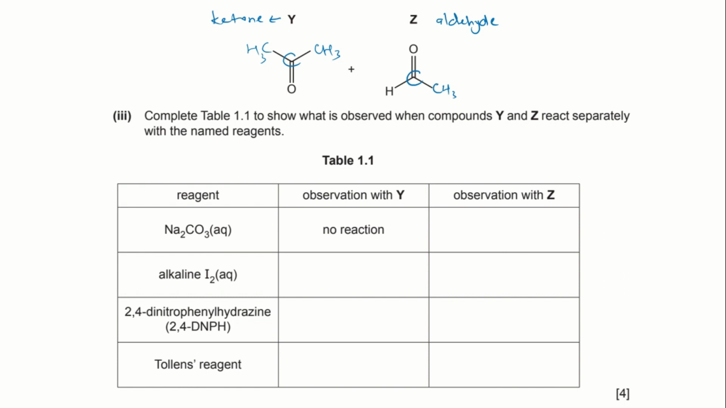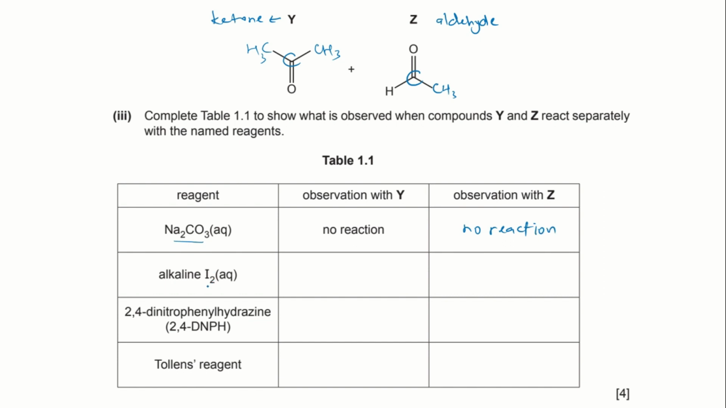So now let's look at the reagents given to us. The first one would be sodium carbonate. Sodium carbonate is a weak base. Now we have a ketone and an aldehyde here, so both will not react with sodium carbonate because they are not acidic. So no reaction with Y and no reaction with Z.